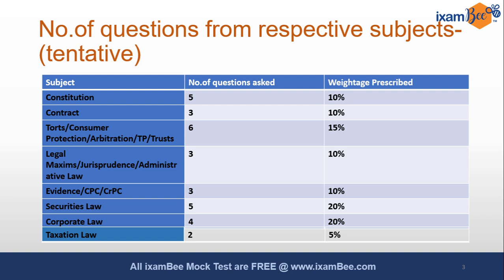Evidence, CPC, CrPC, 3 questions were asked. Securities law, which is another very important section of the exam, 5 questions were asked. Corporate law, 4, and taxation law, 2 questions were asked. Taxation has been added entirely in Phase 2 and had a weightage of 5%, that is of 50%, which comes out to be 2 questions ultimately.